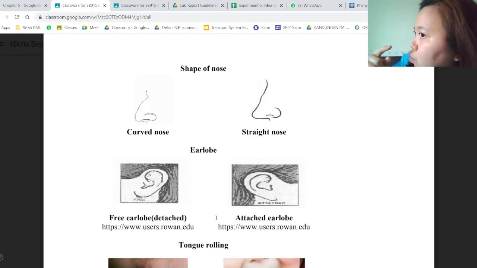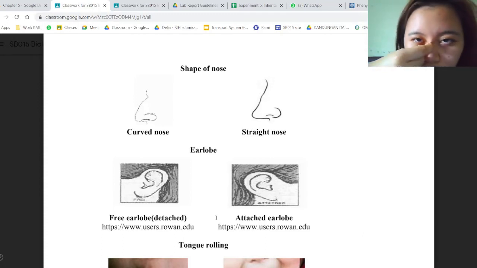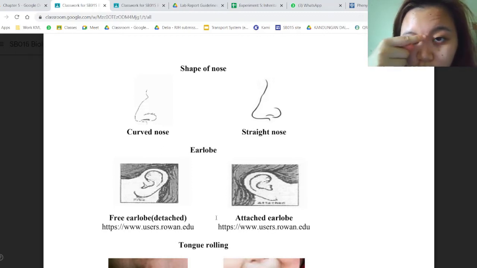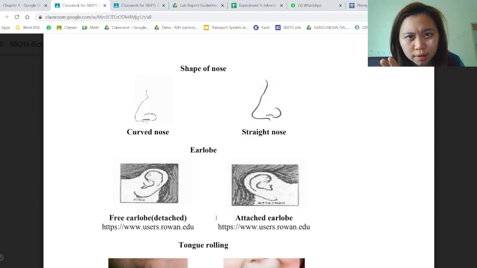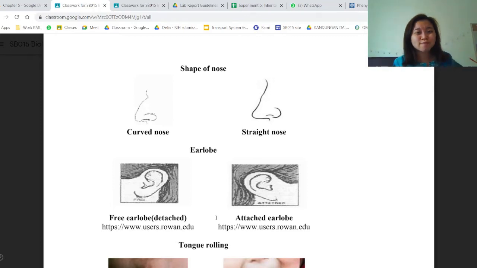If you are someone with curved nose, di sini dia macam ada bonggol, macam tulang, your nose bridge will pop out. It will be curved at some point. If you are not sure, send your selfie to the group. I will tell you whether you are curved nose or straight nose.